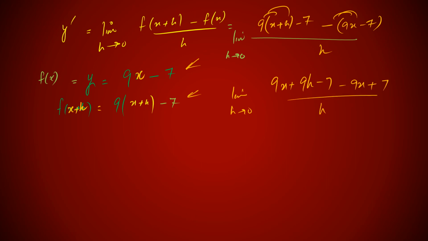As I said before, if you are doing it correctly, all the values of the question with the x or the constants will be gone. Now what is left is 9h over h, and now cancel the h and h. You will get the limit as h approaches 0 of 9, that means 9.